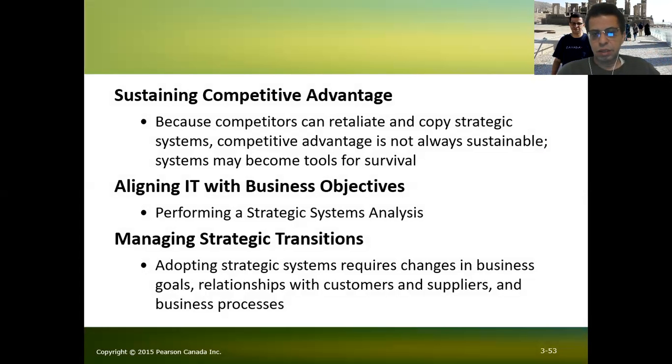The challenge is how you sustain the competitive advantage, because a competitor can retaliate and copy, take a copycat strategic approach, and copy your strategic system. Competitive advantage is not always sustainable. You're not always ahead of everybody. And you notice these days, there are some companies coming that might eventually beat Google.